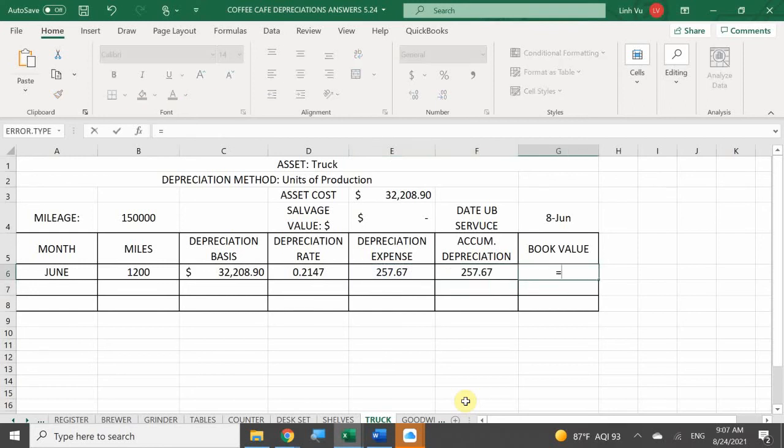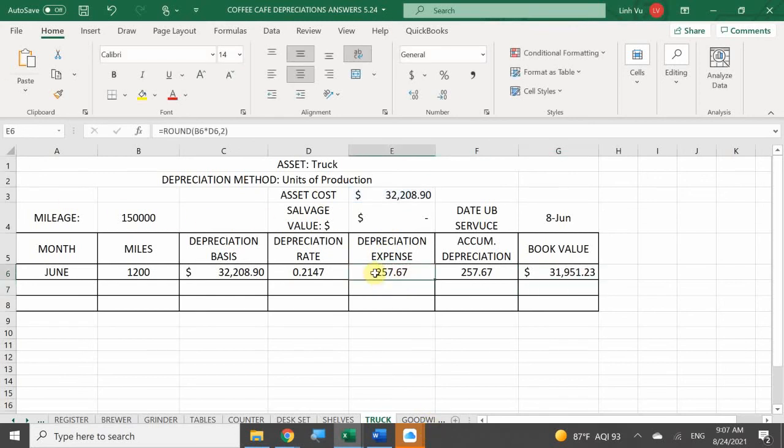And then book value. I subtracted the 257.67 from the 32,208.90, which gave 31,951.23. Perfect. Good. And there you have it. That's my very first depreciation.